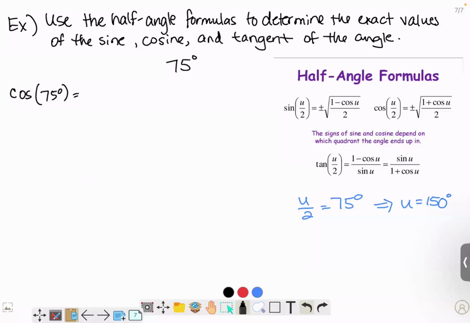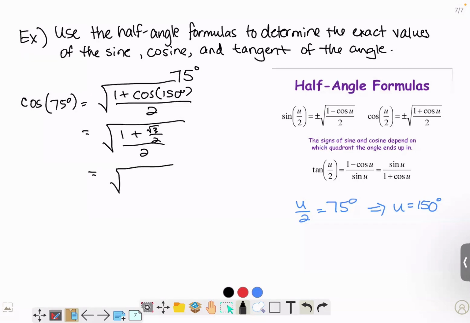So next, let's do cosine. Again, 75 degrees is in the first quadrant, so cosine is going to be positive, and we're using 150 degrees for u. Again, evaluating the cosine of 150 degrees, cosine of 150 degrees is negative. So this time we get a 1 minus the square root of 3 over 2, all over 2.